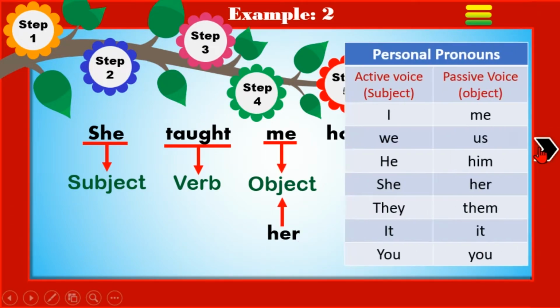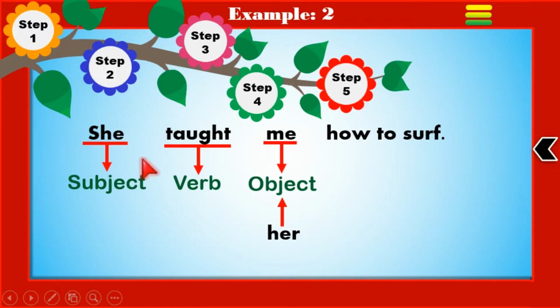Look at this table. Personal pronouns such as I in active voice become me in the passive voice. We becomes us, he becomes him, she becomes her, they becomes them, and it and you stay as usual without any changes. Then the next step, the third step, the object becomes the subject. That means the subject form of me, that is I.